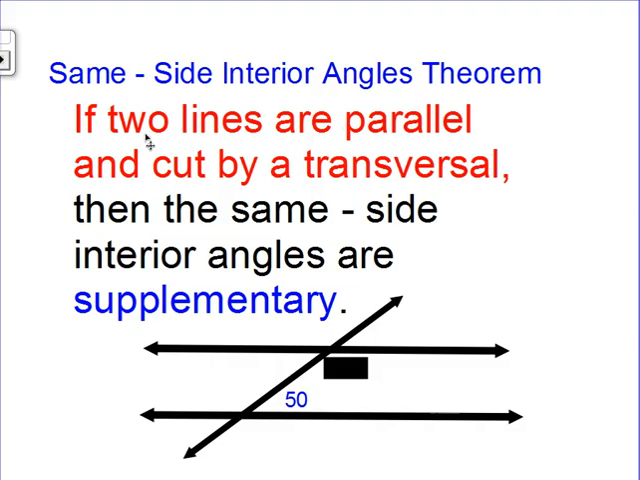Same side interior angles. If two lines are parallel and cut by a transversal, then the same side interior angles are supplementary. So 50's supplement would be 130 degrees. If you think about it, this angle by alternate interior angles would be 50 degrees. This angle will form a linear pair with this angle. So we would just take 180 minus 50 to get 130, and we can see that those are supplementary angles.